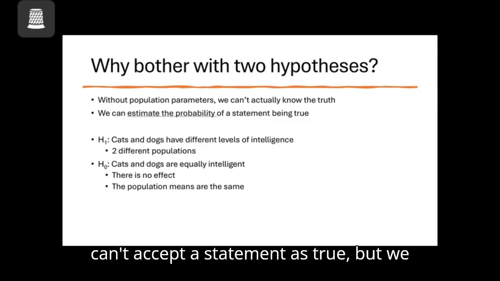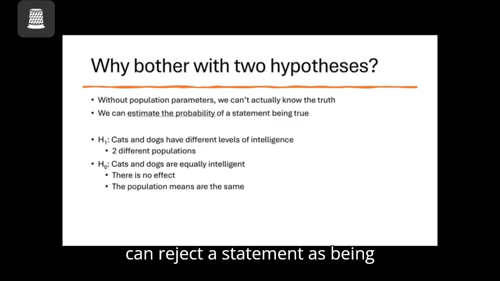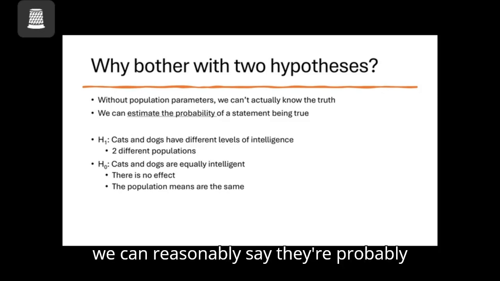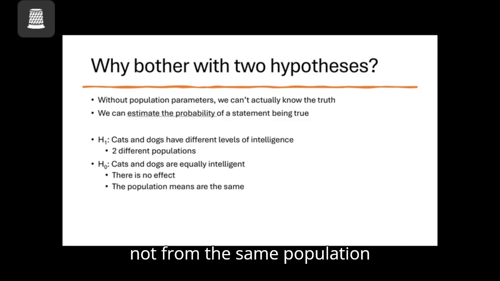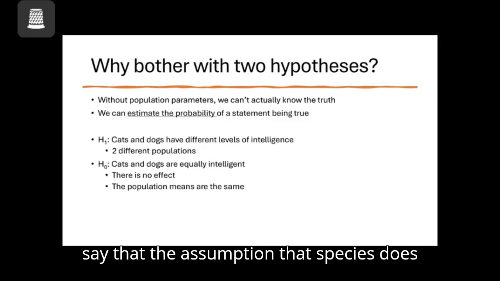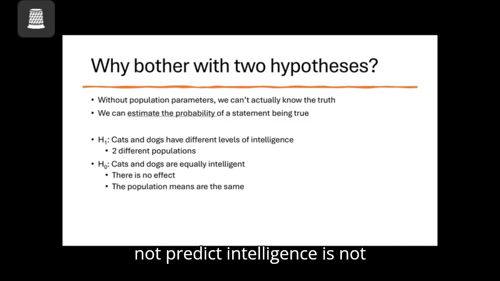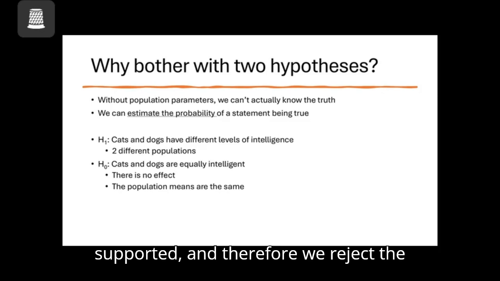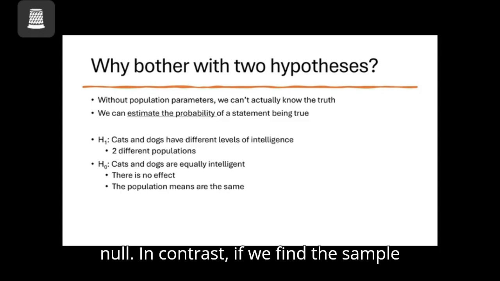Now remember, we can't accept a statement as true, but we can reject a statement as being unsupported. So if we find the statistics for cats and dogs are far enough apart, we can reasonably say they're probably not from the same population intelligence-wise. In other words, we can say that the assumption that species does not predict intelligence is not supported, and therefore we reject the null. In contrast, if we find the sample statistics for cats and dogs are pretty similar, we fail to reject the null hypothesis.